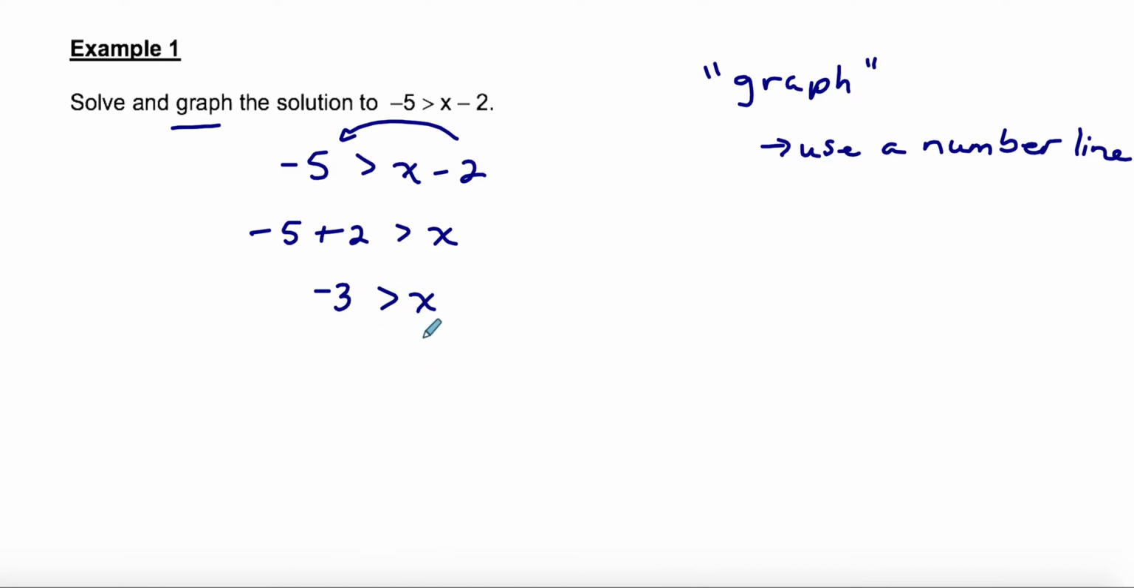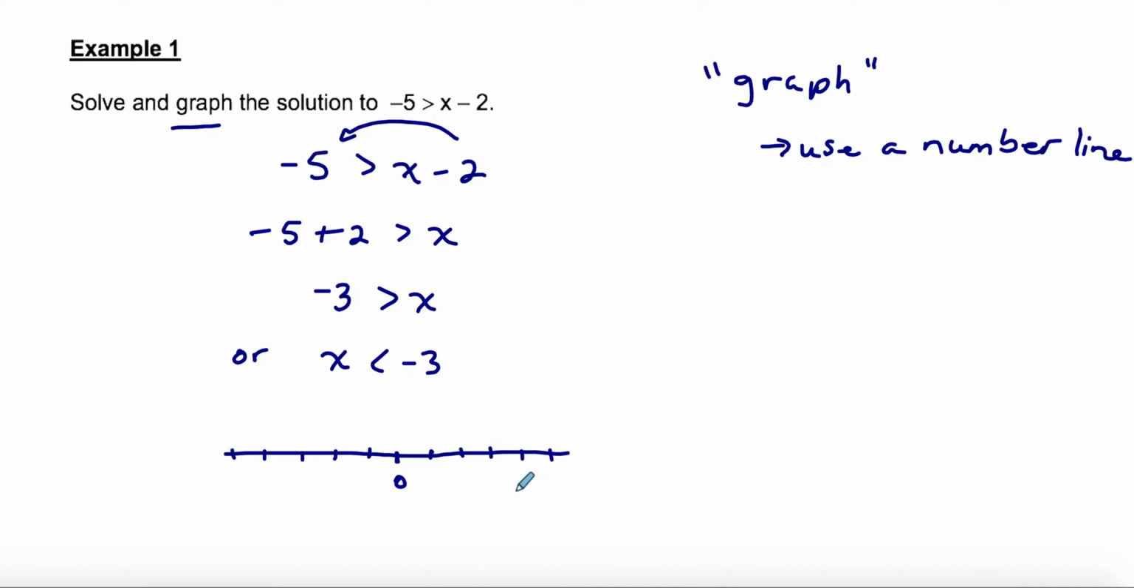-3 is greater than x. I kind of like the idea of having the x on the left-hand side. So I know the smaller point of the inequality sign is at the x. So if I said x is less than -3, I think that makes more sense to me. So when we look at our number line, we want to put enough numbers on so that we have maybe 0 in the middle and -1, -2, -3, -4, -5, maybe 1, 2, 3, 4, 5.